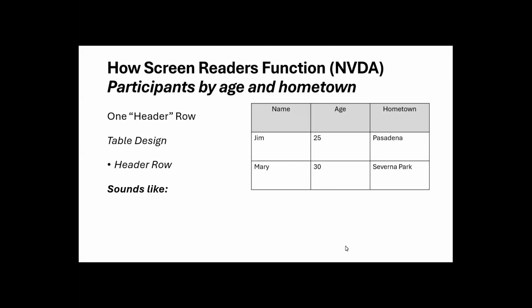Participants by age and hometown. Table with 3 rows and 3 columns. Row 1, column 1, name, column 2, age, age selected. Column 3, hometown, hometown selected. Row 2, name, column 1, Jim, age, column 2, 25. Hometown, column 3, Pasadena. Row 3, name, column 1, Mary, age, column 2, 30. 30 selected. Hometown, column 3, Severna Park. Severna Park selected.